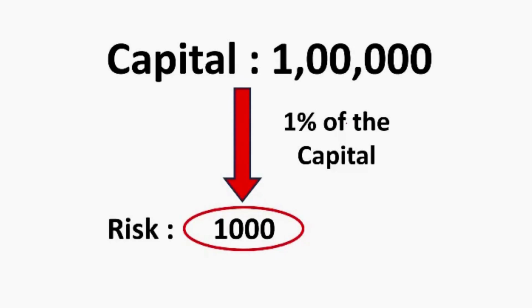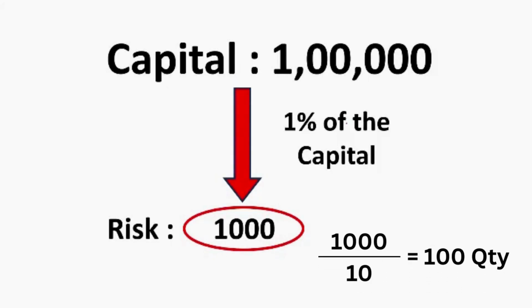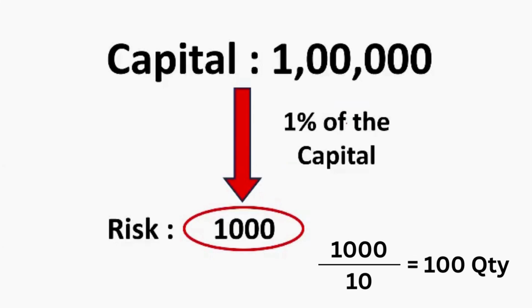The next step is to divide this figure by your stop loss. So let's say I'm buying a stock worth 100 rupees and my stop loss is at 90. So my stop loss will be 10 rupees. If I want to take a trade with 1000 rupees of risk in that stock, I will buy 100 quantity. Similarly, you can subtract the stop loss price from the buying price and do this math according to your capital.